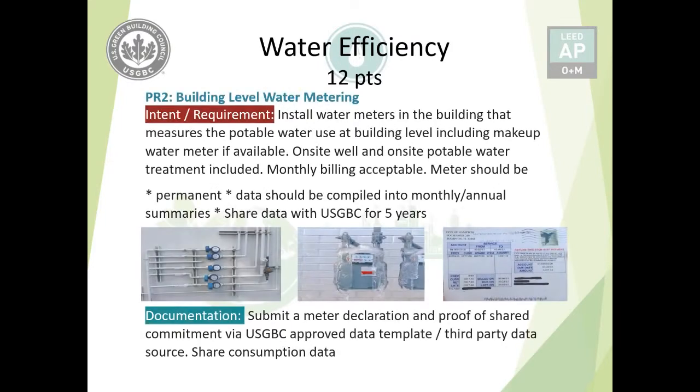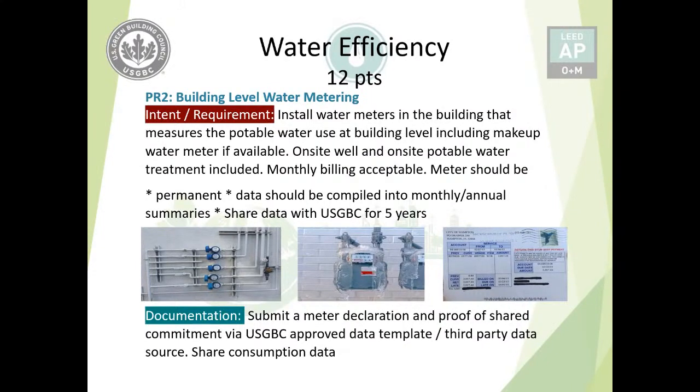Prerequisite number two is building level water metering, and the intent requirement is to install water meters in the building that calculate or measure the water use, the potable water use in the building, inclusive of any makeup water meter if it is there, makeup water for the cooling tower if it applies on your building or on your project. Now, on-site well and on-site potable water treatment is also included, and it should also have a water metering.